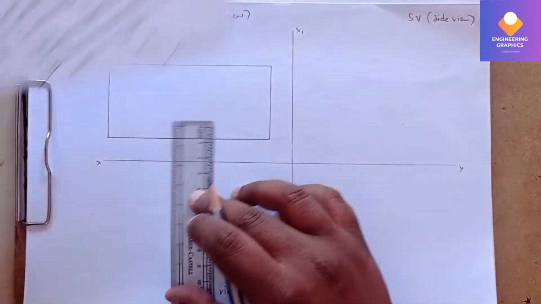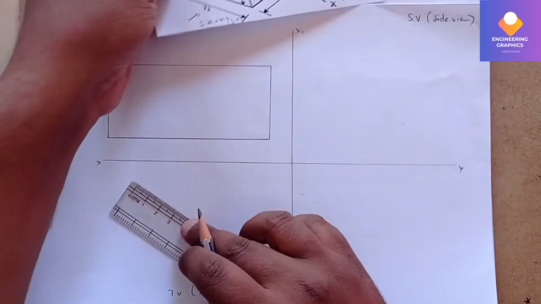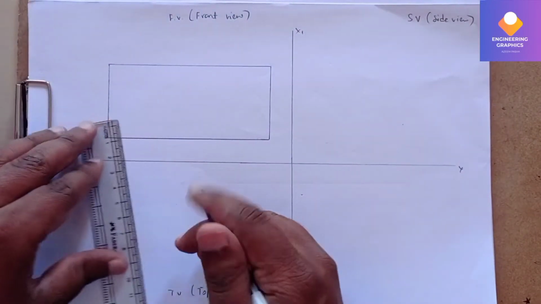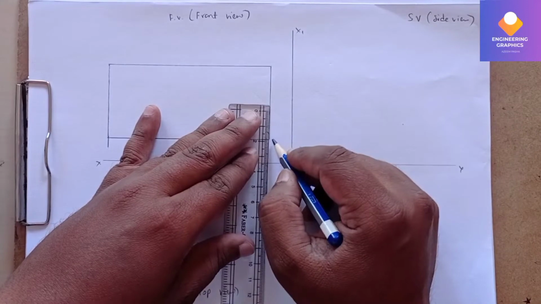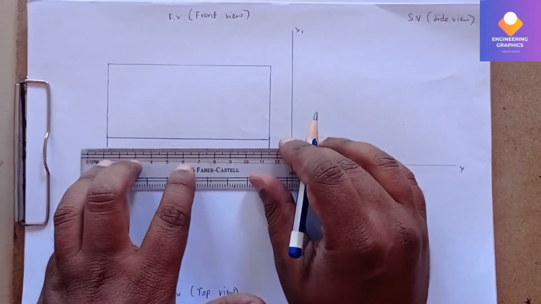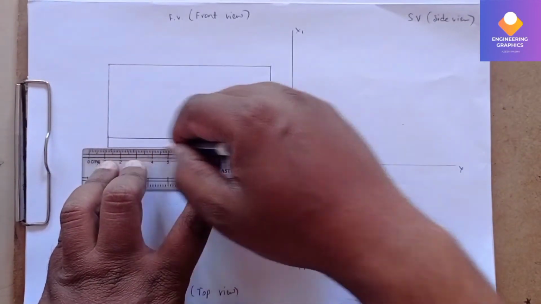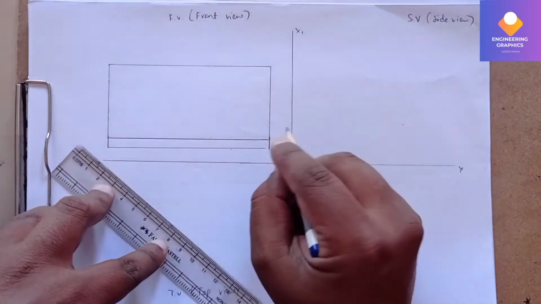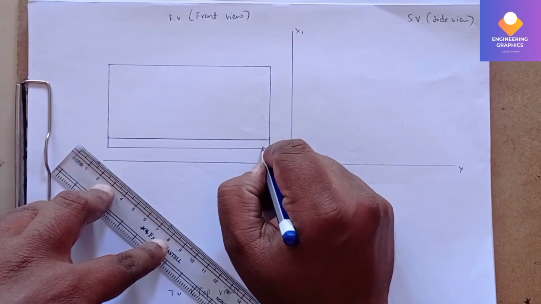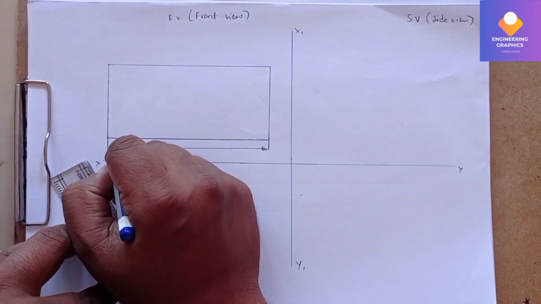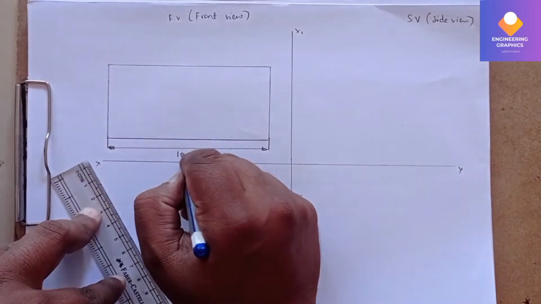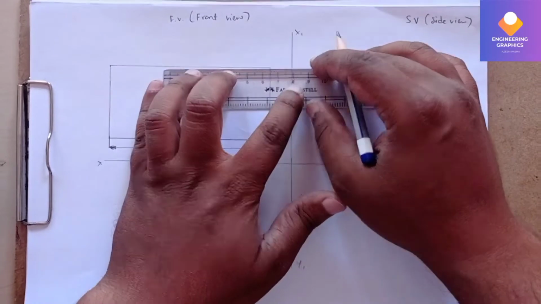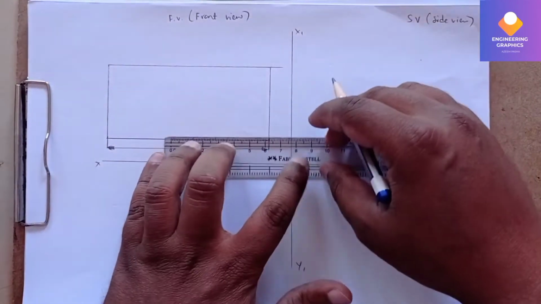Now analyze this front view. We need to show the dimensions of the rectangular face we have constructed here: the dimension of 104 here, and this is 48 mm, the height.